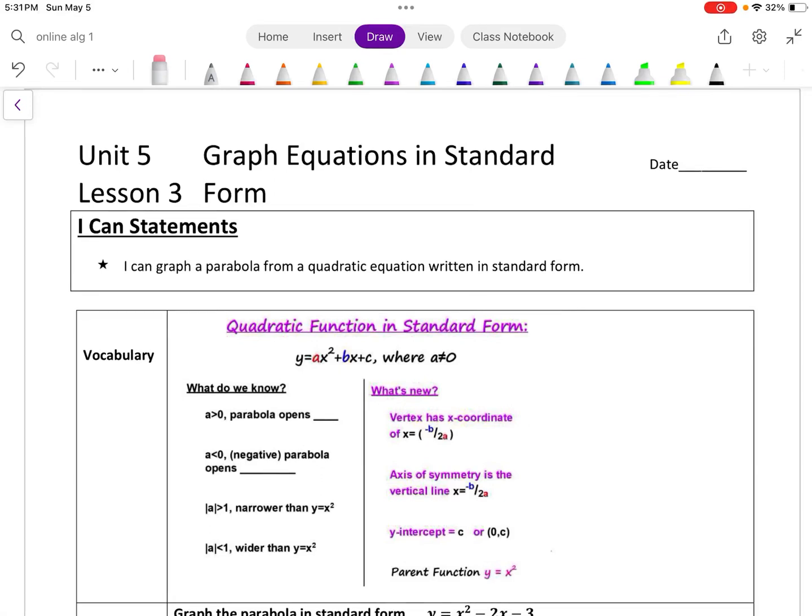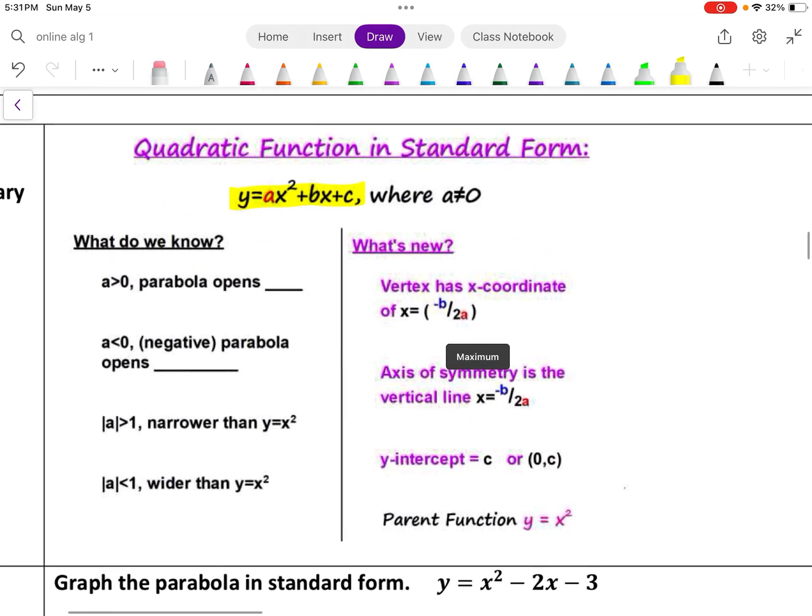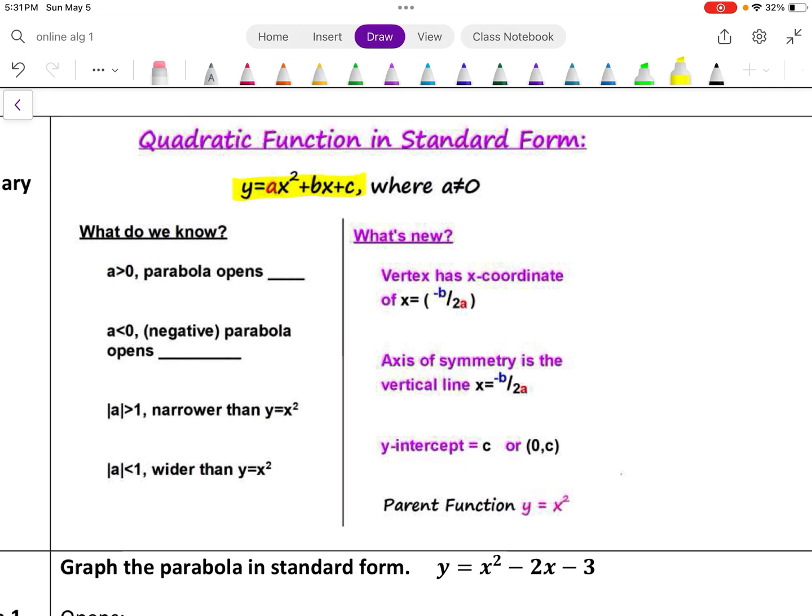Today we're going to talk about graphing equations in standard form. So standard form is this form ax squared plus bx plus c. And you might remember that from when we were using the quadratic formula. So standard form has a couple of similarities to our factored form.